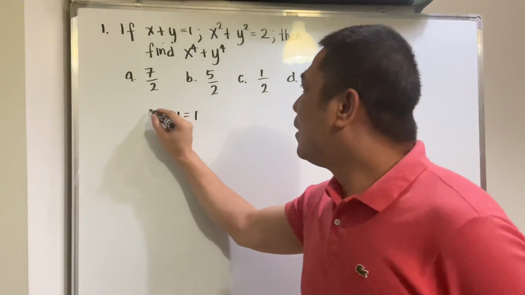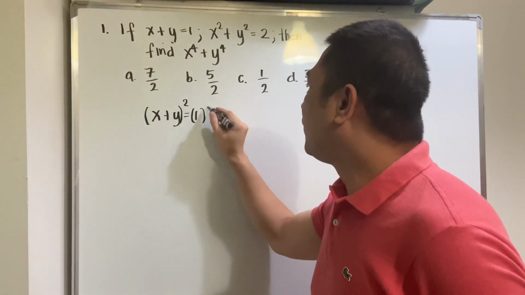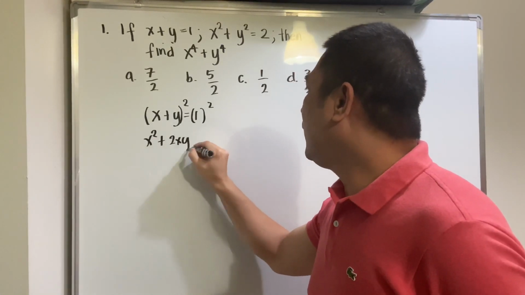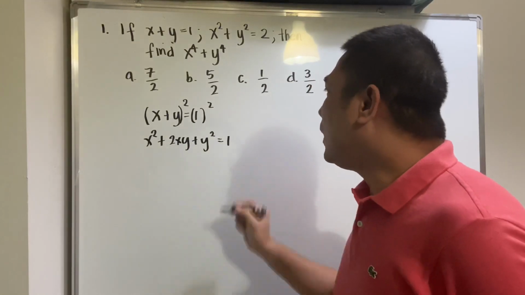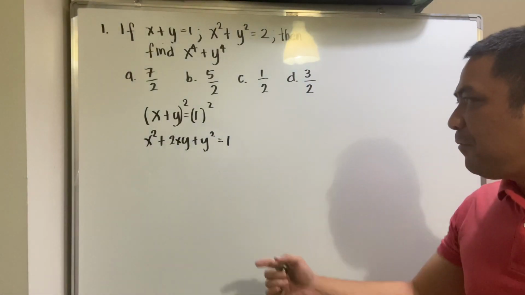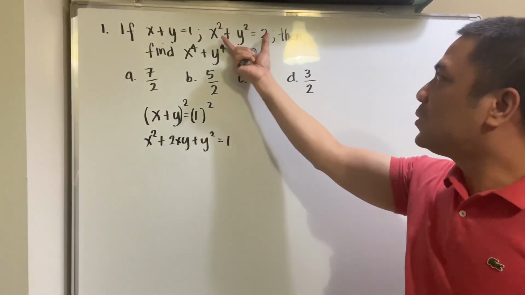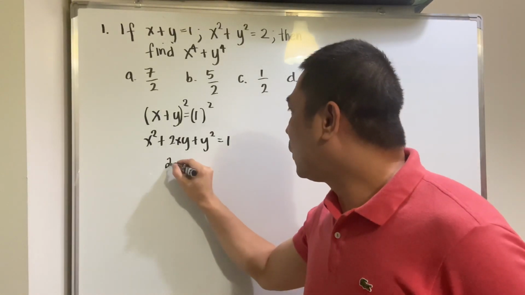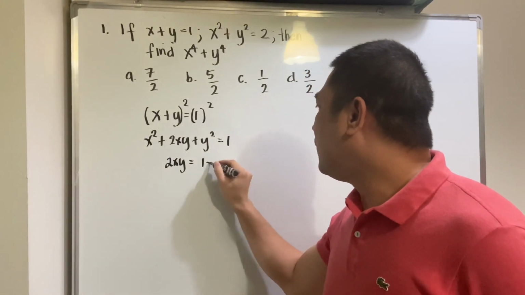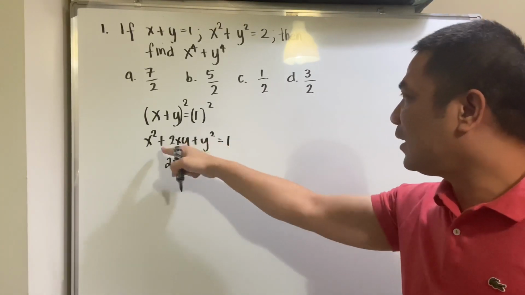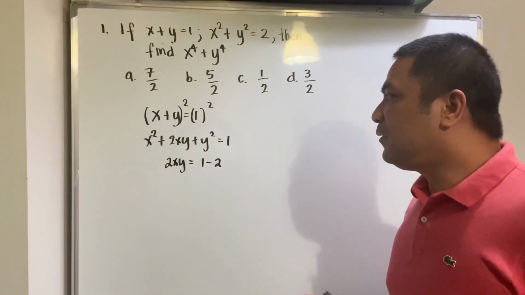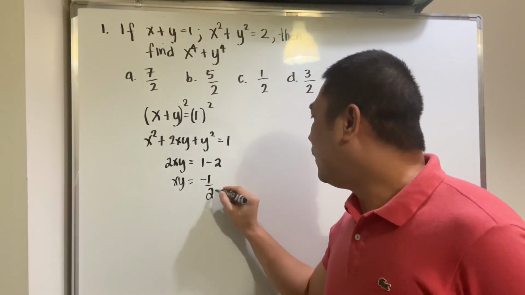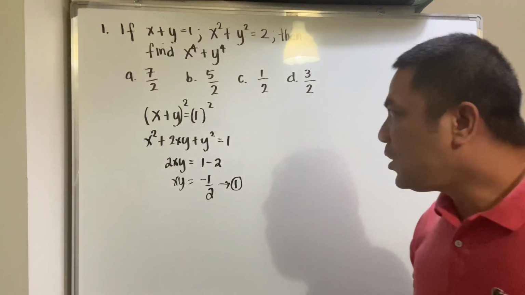So we have to square both sides of the equation, right? So in this case, you'll have x squared plus 2xy plus y squared is equal to 1. We know for a fact that x squared plus y squared is equal to 2. So therefore, you'll have 2xy is equal to 1 minus 2. So tinranspose ko na yung value ng x squared plus y squared sa other side of the equation. So therefore, xy is equal to negative 1/2. So this will be our first equation.